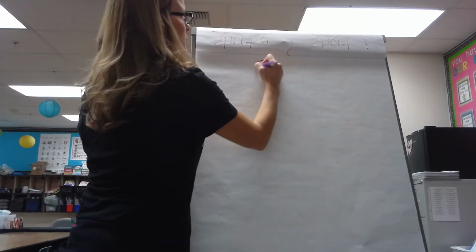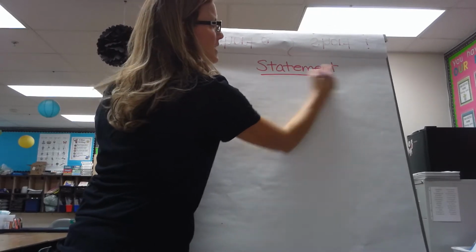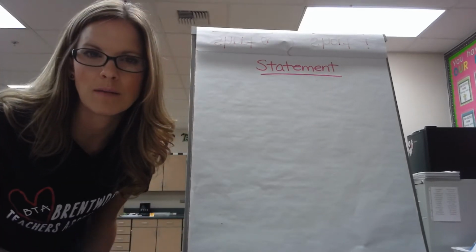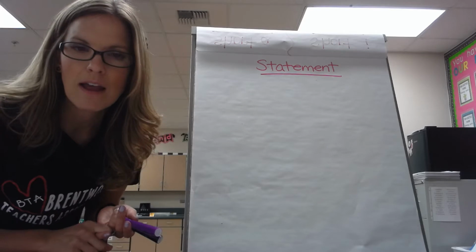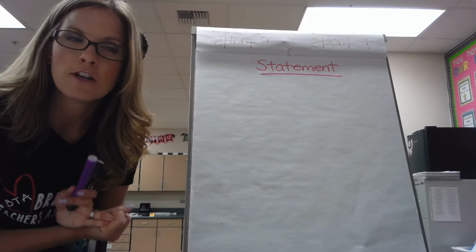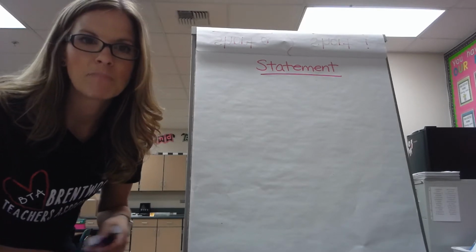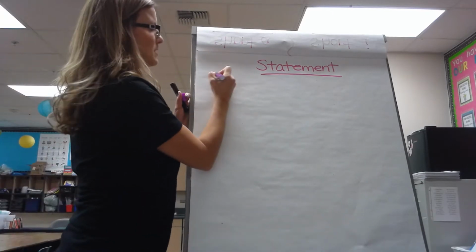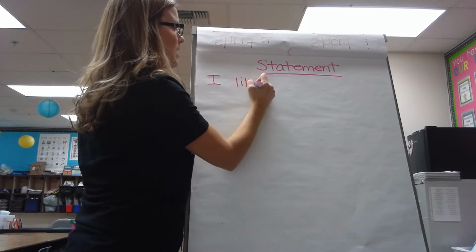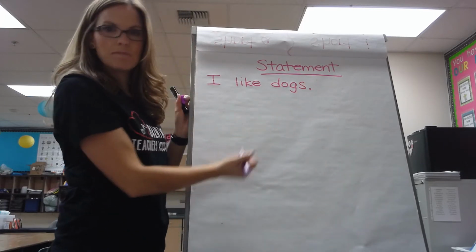Today we're going to talk about the difference between a statement and a question. So I'm going to write statement up here. A statement is when you tell someone something. It's a sentence that tells someone something. You always need a capital letter at the beginning of a sentence and a period at the end for your statement. So say I'm going to tell you, I like dogs. Okay, it's a statement. I need a capital letter because it's the beginning of my sentence. I like dogs. And I need a period at the end.